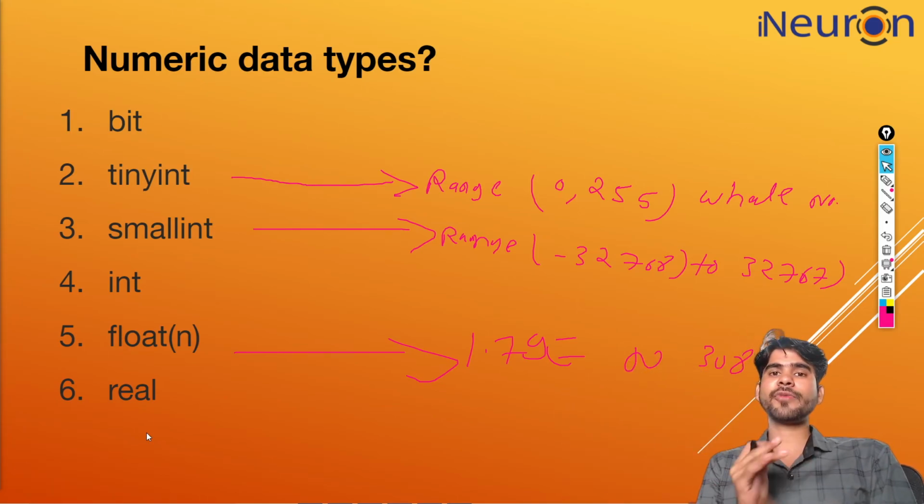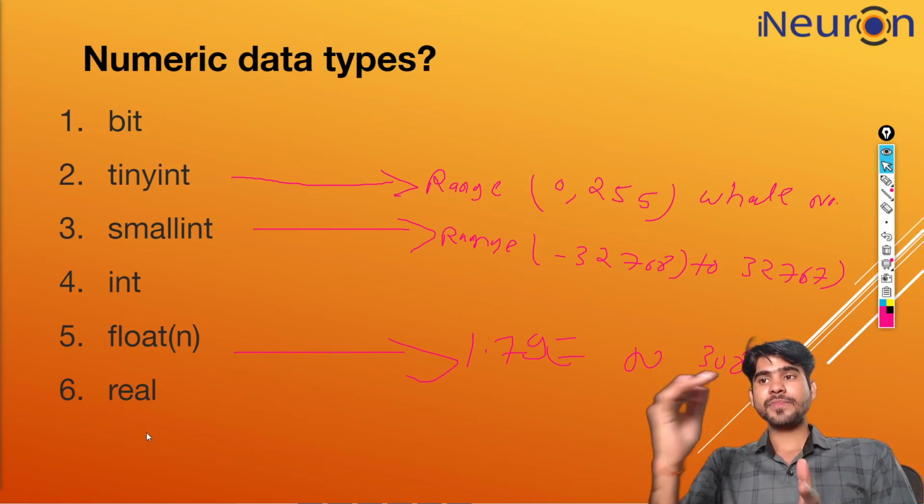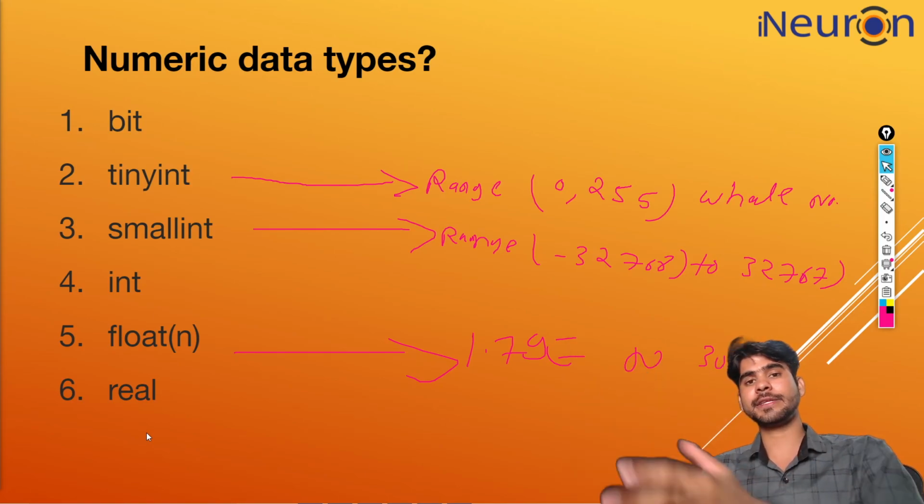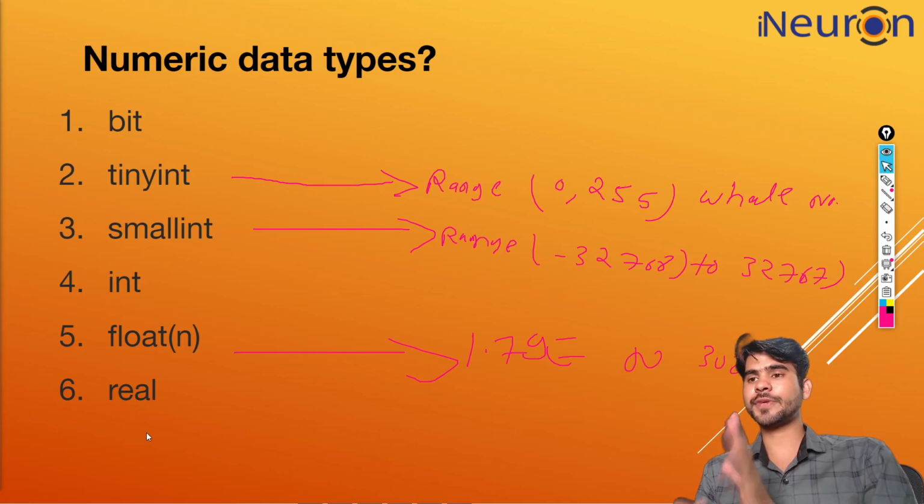Okay, so whenever you want to define numeric data to add some data in your column or in your table, you can use these numeric data types. You will get only a difference in range. So depending on your requirements and your need, you can choose among the numeric data types.